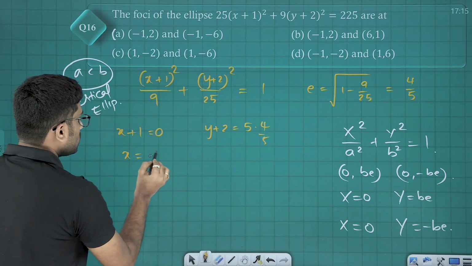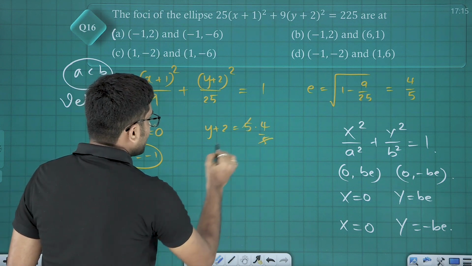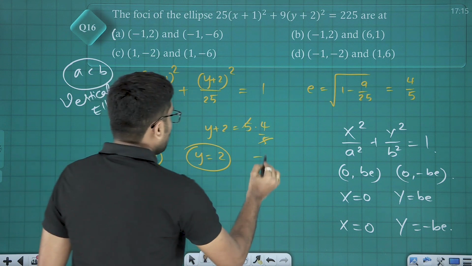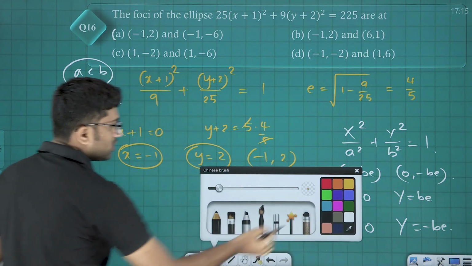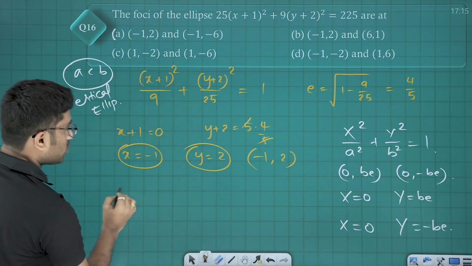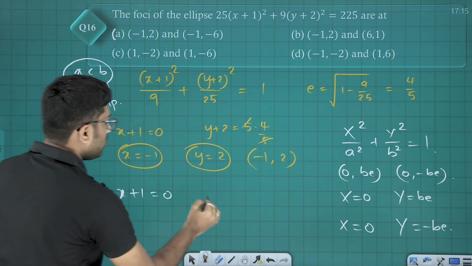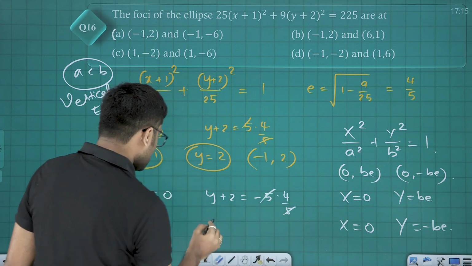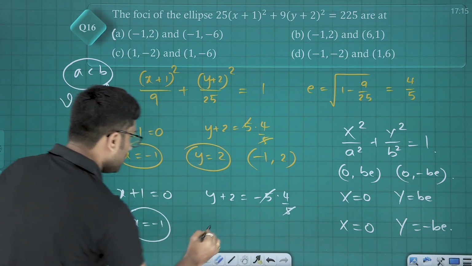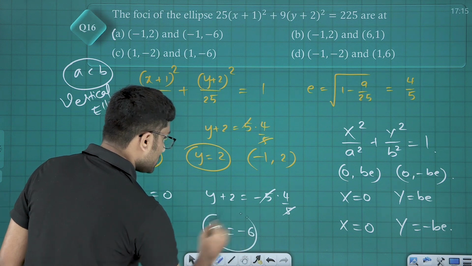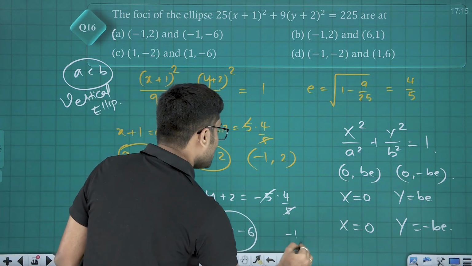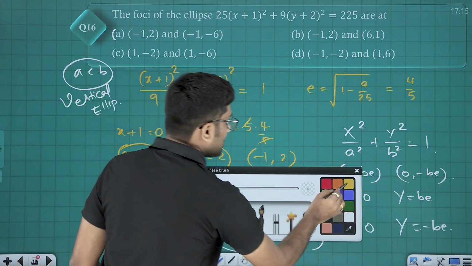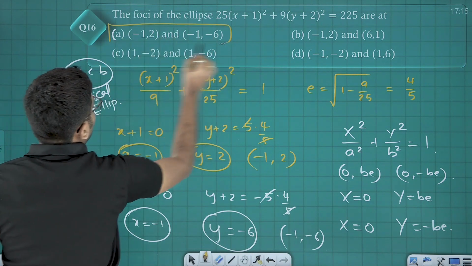So x is equal to minus 1, 5 gets cancelled, y is equal to 4 minus 2, y is equal to plus 2. This is one focus, minus 1 comma 2 will be one focus. Another focus is the same: x plus 1 is 0 and y plus 2 is equal to minus b, minus 5 into 4 by 5. So x is equal to minus 1, y is equal to minus 4 minus 2, minus 6. Therefore the second focus is minus 1 comma minus 6. Minus 1 comma 2 and minus 1 comma minus 6 are the foci of this particular ellipse.